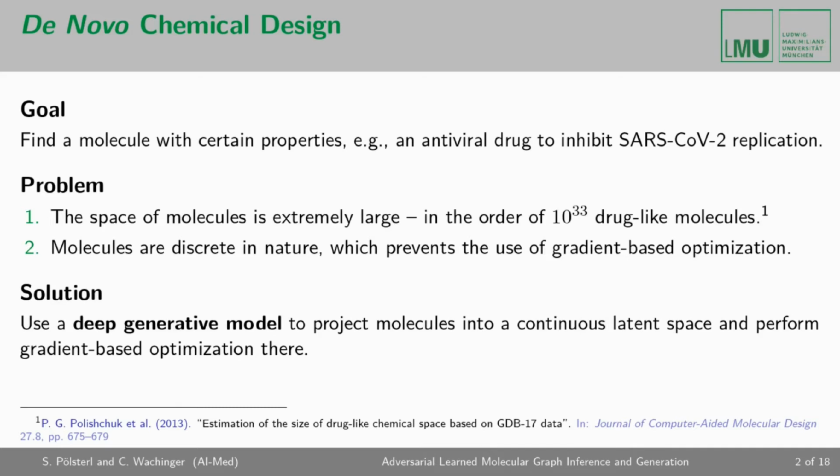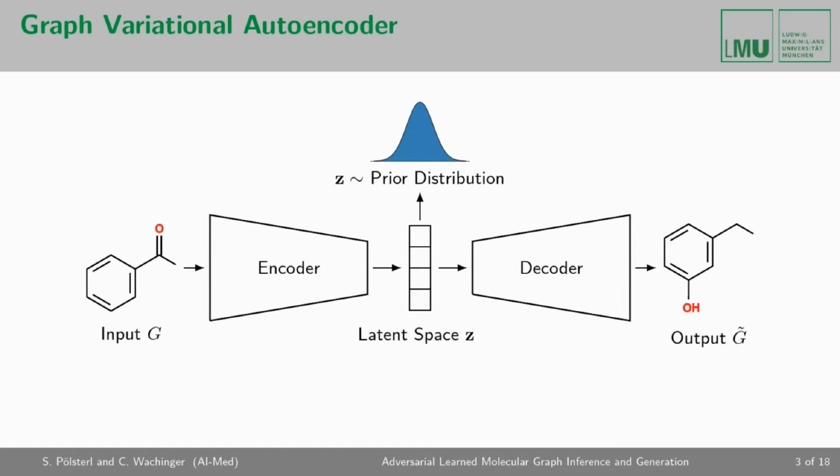In the last couple of years, people use deep generative models to address this problem by projecting molecules into a continuous latent space where gradient-based optimization can be performed. Here you can see an example of such a model, which takes in a molecule, represented as a graph, and projects it into a latent space. The decoder then takes the latent representation and outputs a graph representation of a molecule again. During training, we want to minimize the KL divergence between the latent space and the prior distribution, and we want to minimize the distance between the input and the output graph.